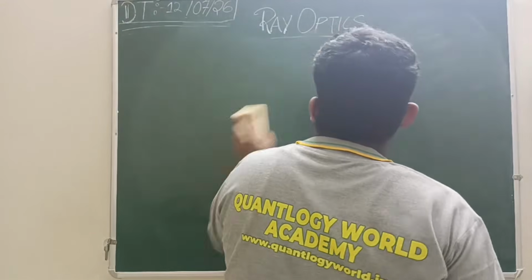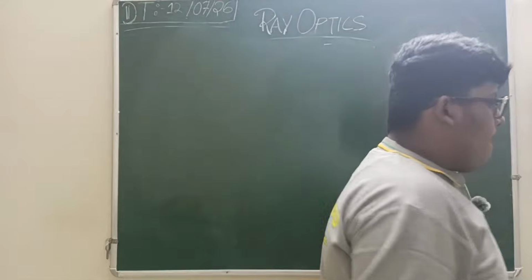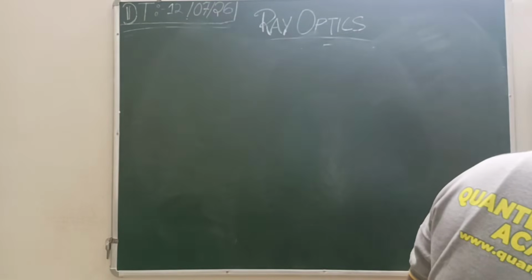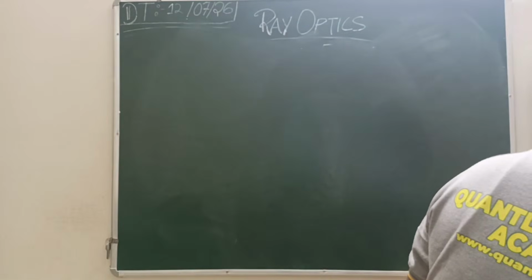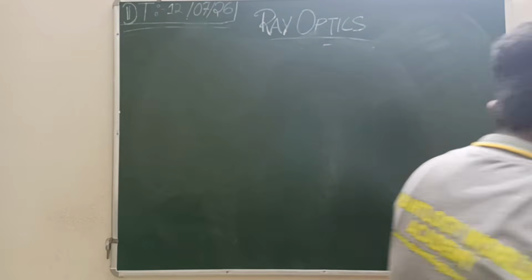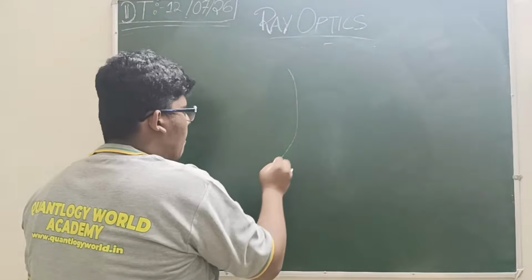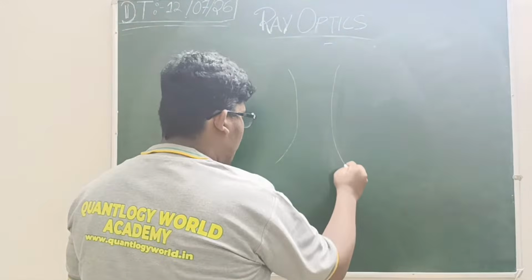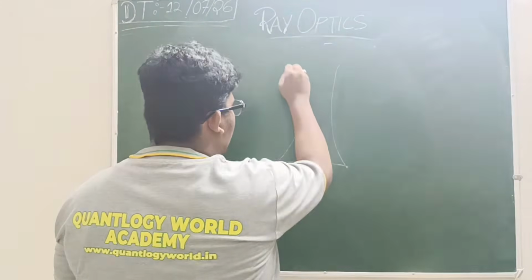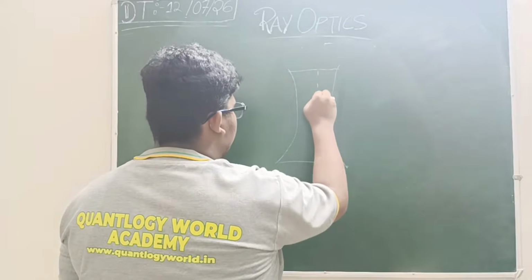Next, sign conventions. This is the diagram of concave lens.